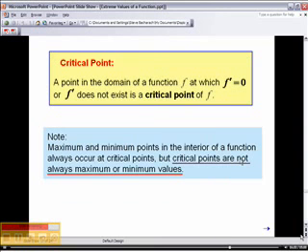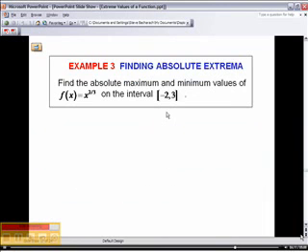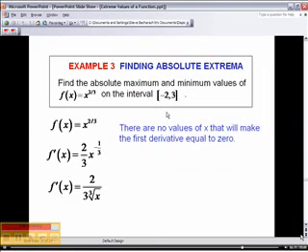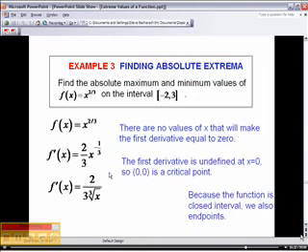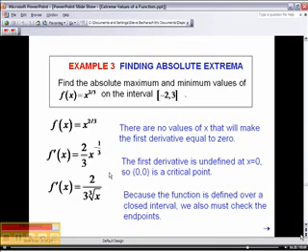Okay, critical points are not always maximum or minimum values. They don't guarantee it. Okay, so x to the 2/3, we want to find max and minimum values on the interval -2 to 3. And so we find critical numbers. So you find the first derivative, set it equal to 0, and see where it's undefined. It's never going to equal 0, but it will be undefined when x is 0. And so we have to check x equals 0 and -2 and 3, that is the endpoints.